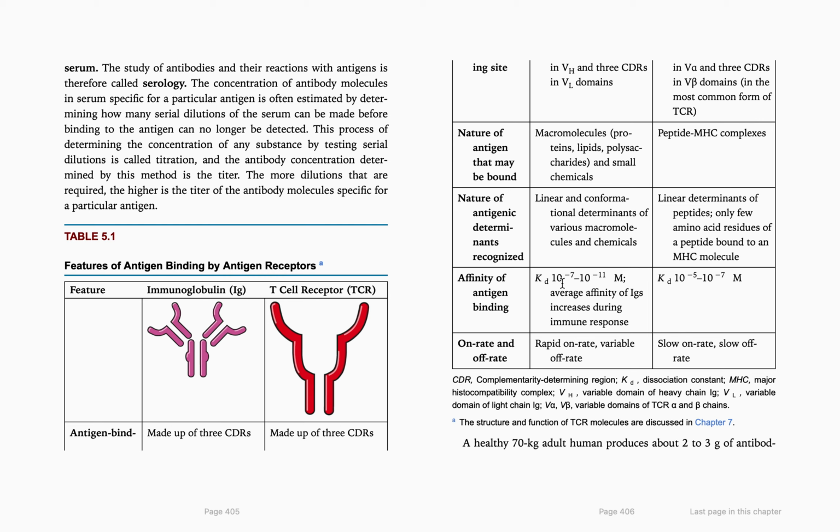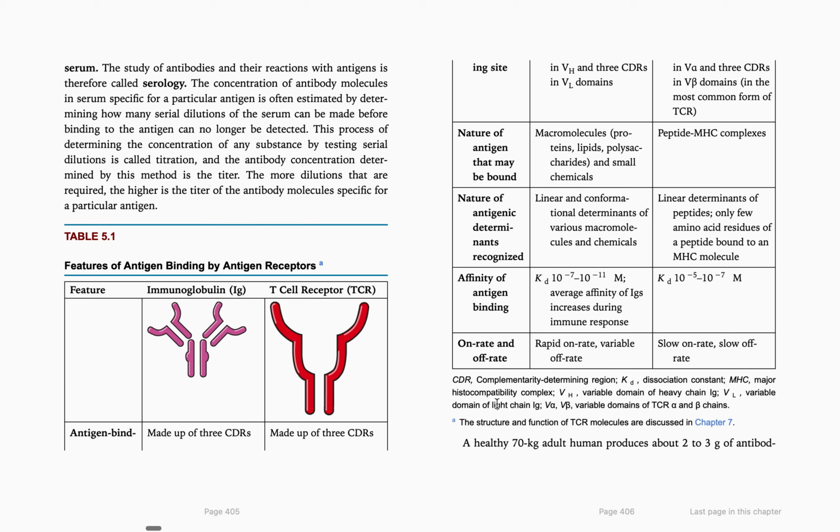Affinity, the KD is 10 power negative 7 to 10 power negative 11, average affinity for IgGs increasing during immune response, but for T cell it is 10 power negative 5 to 10 power negative 7. And on rate and off rate: rapid on rate, variable off rate, slow on rate, slow off rate. So that's what is happening.